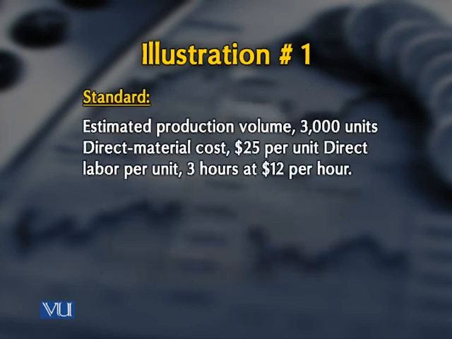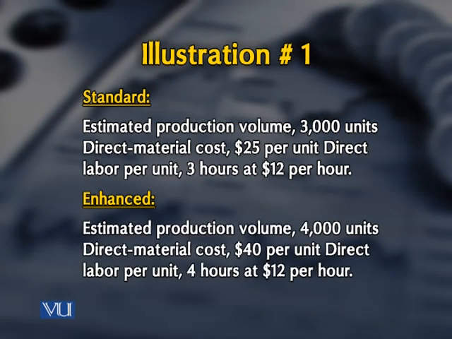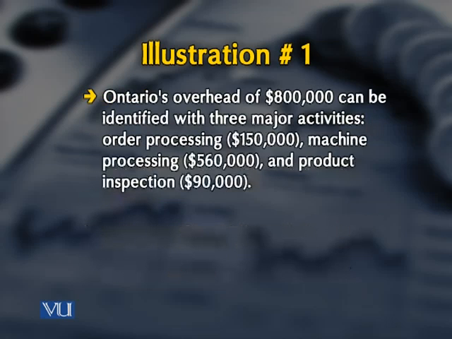Standard: estimated production volume is 3,000 units and direct material cost is 25 per unit and direct labor hours 3 at the rate of 12 per hour. Enhanced case: estimated production volume is 4,000 units and direct material cost is 40 rupees per unit and direct labor per unit is 4 hours at 12 rupees per hour. So this is how the data is. Now the overheads are 800,000, which can be identified with three major activities. You see, total is 800,000, plant-wide is 800,000.